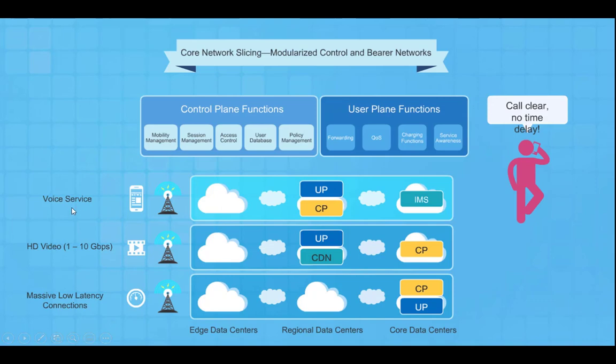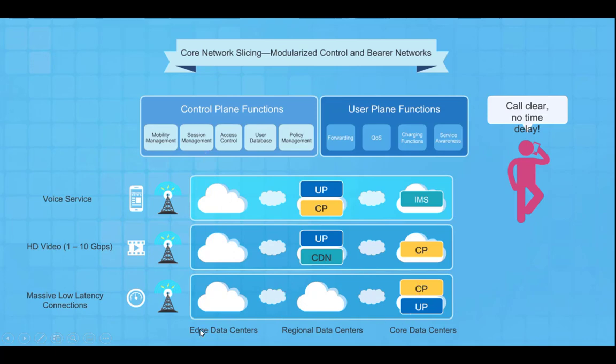Here you can see the voice service. We have user plane and control plane which are working together, and then IMS, and here is an HD video whose size is 1 to 10 GB per second. Again we have UP and CDN and massive low latency. On the final stage we have CP and the user plane.